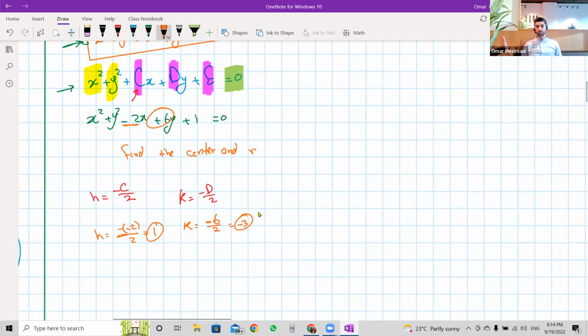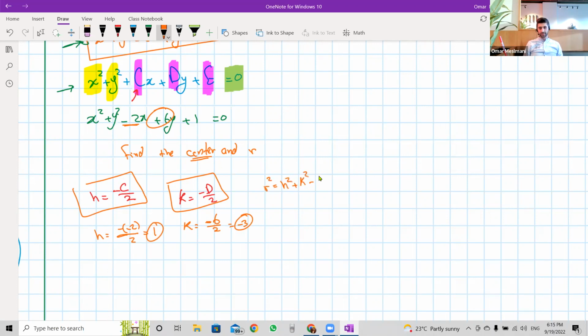What about the radius? That's how you find the center, using these two formulas. If you want to find the radius, do you remember the formula? R squared equals h squared plus k squared minus e. That's correct. Memorize the formula. If you want to find the radius, you can just use this formula.